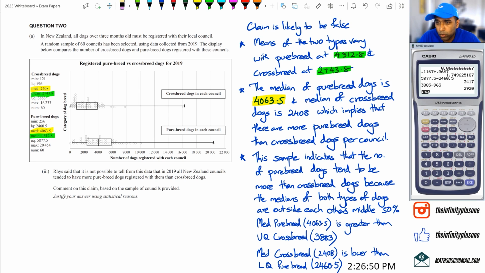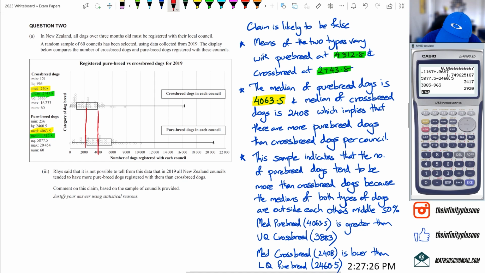And of course, the last important point is that you can say that in this sample, there's an indication that purebred dogs tend to be more than the crossbreed dogs. And the reason is that if you look at it, both of those medians are actually outside the middle 50%. So you can write that down in the points here.